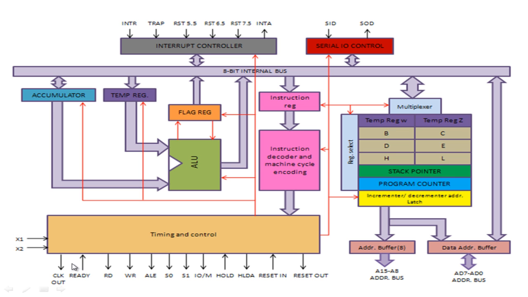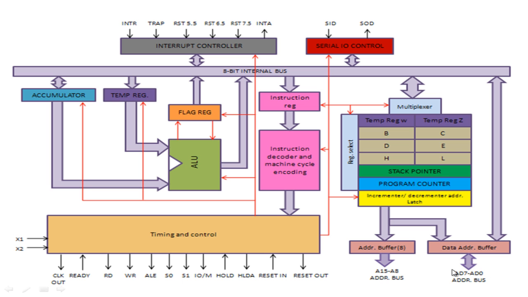Then READY is used for DMA operations, like direct memory access operations. This is used when some other memory device or other devices work with the 8085. Then RD is the read signal. When this signal is connected to some memory, data will be read by the 8085. If we have to write some data to memory, then the write signal is used. This is ALE, address latch enable.